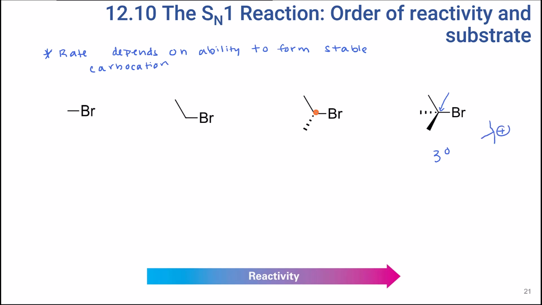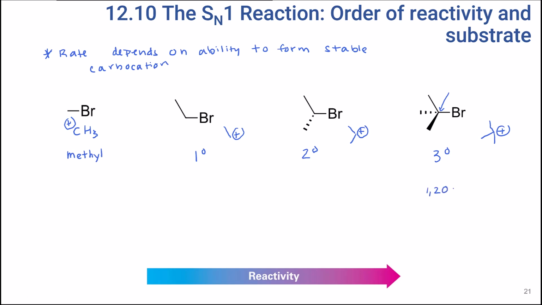If I have 2 groups here, this is a secondary, which would form this carbocation. Here's a primary that would form a carbocation here. And then for the CH3, I would just have a CH3 carbocation. This is a methyl. So if I want to stabilize a carbocation, I want more friends around. The best one at stabilizing is the tertiary.